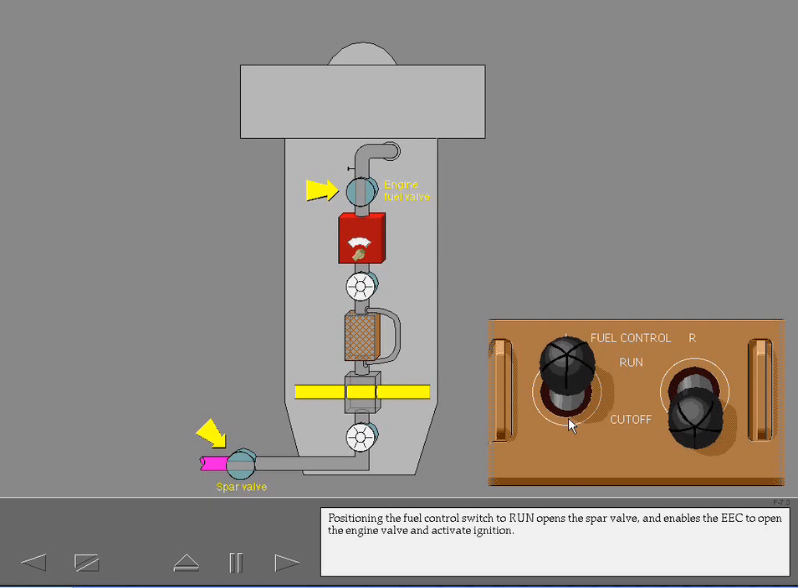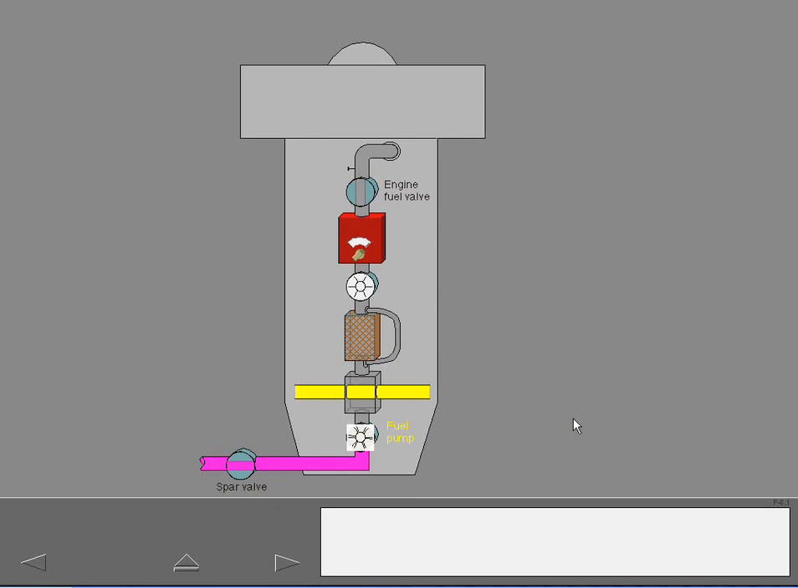Positioning the fuel control switch to run opens the spar valve and enables the EEC to open the engine valve and activate ignition. Fuel flows through the spar valve to the first stage engine fuel pump, which increases the fuel pressure. Next, the fuel is heated by the fuel oil heat exchanger. This provides automatic fuel system icing protection.